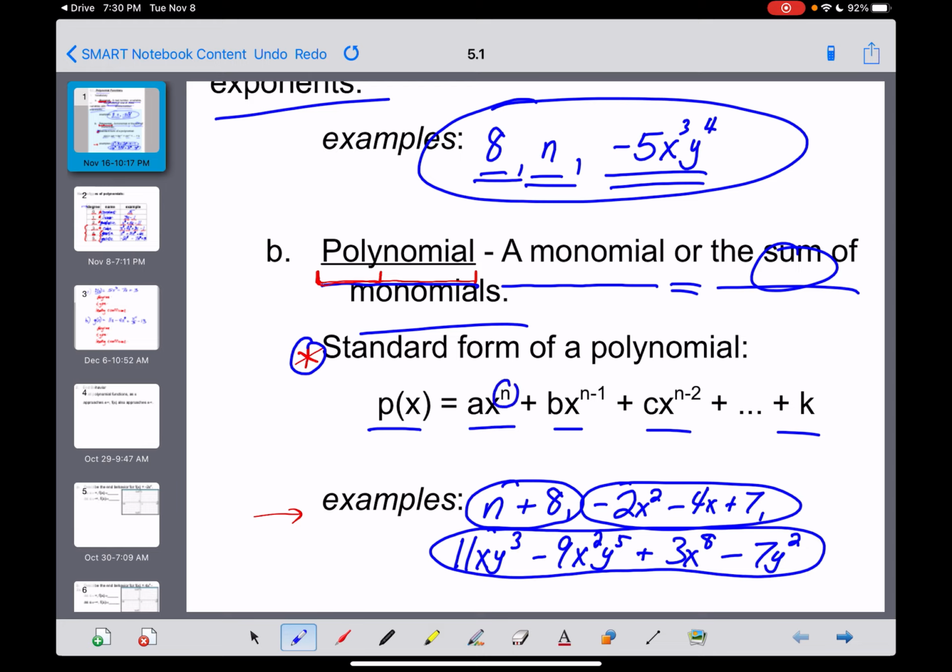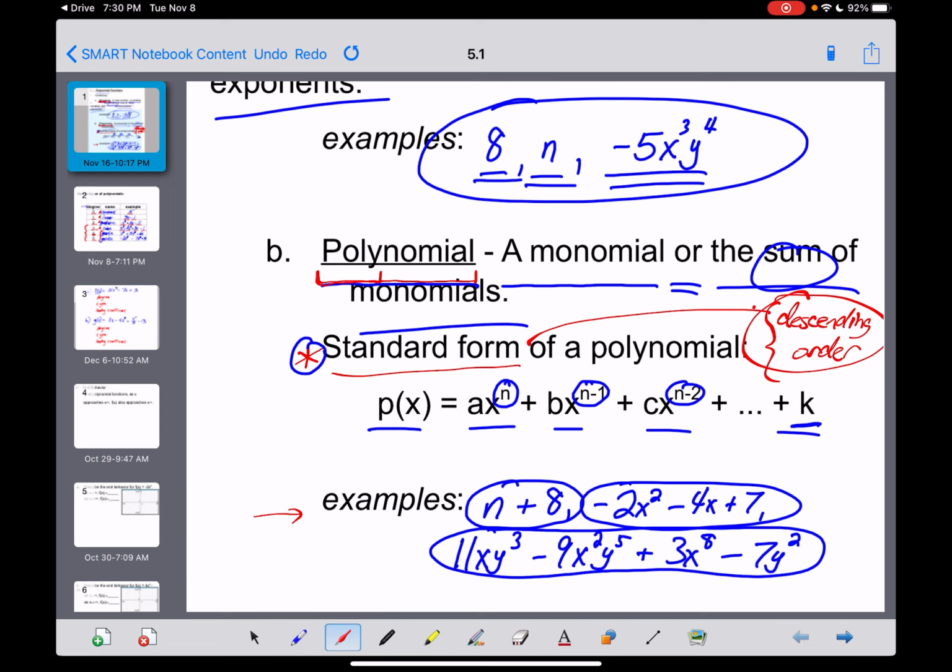You start off with your highest exponent, which we're just calling n, and then each subsequent exponent is one less than the one that came before it until you get to this k term at the end, which has no x's. That's your constant. So real quick, guys, if you want to know what standard form of a polynomial means, it basically means you're supposed to write that polynomial in descending order according to powers of x. So make sure you guys know that. Standard form means descending order.